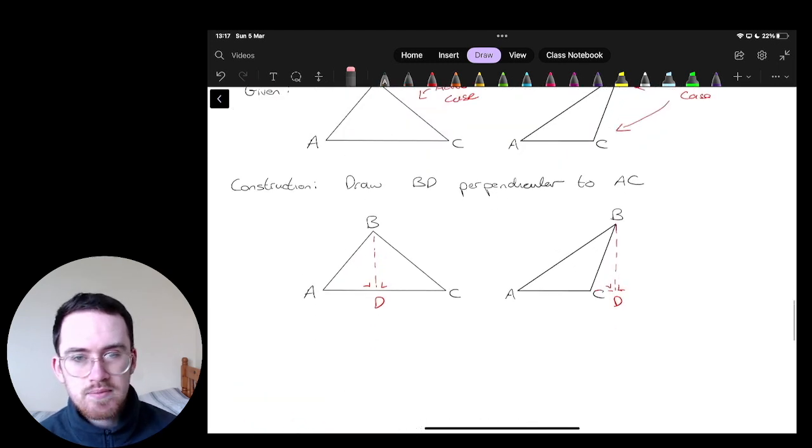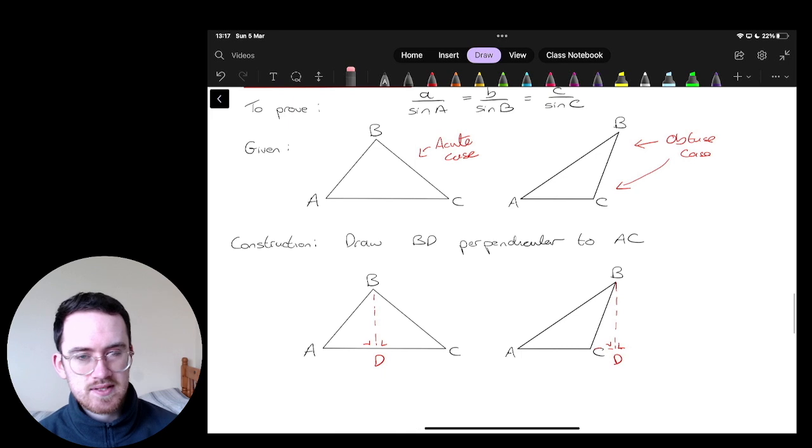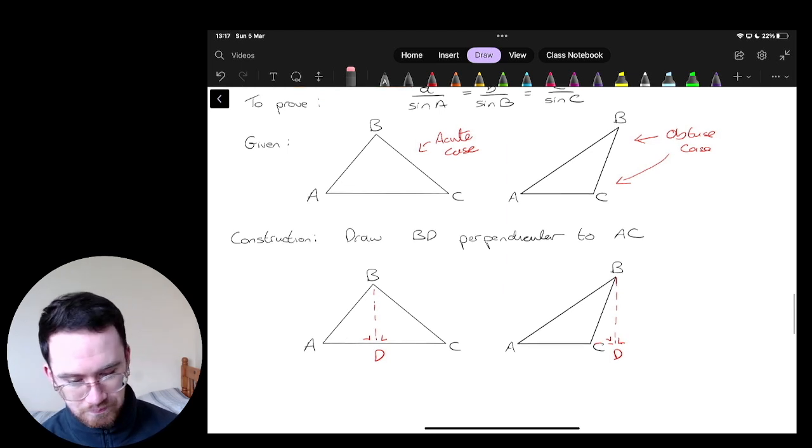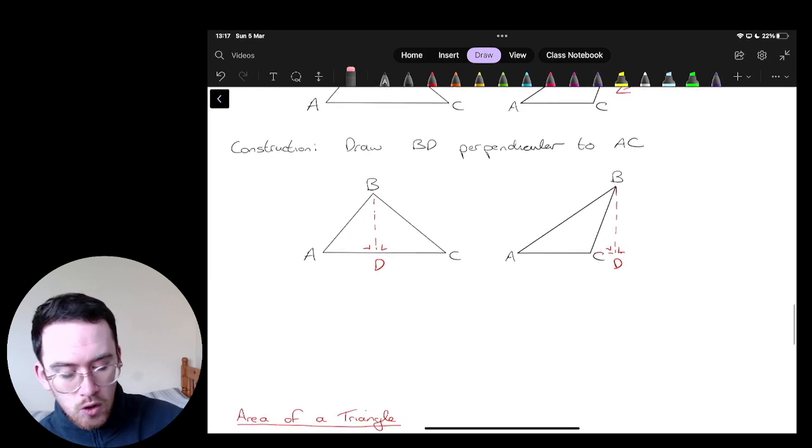So the first step, we're given our triangles, we sketch these triangles in. Our construction is that we're going to draw BD perpendicular to AC. So you can see here, you're drawing that line BD, so you're putting in that point D and sketching a line that's going to be perpendicular to AC, so at 90 degrees.